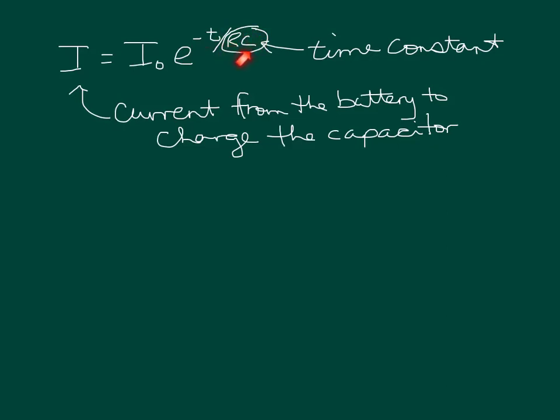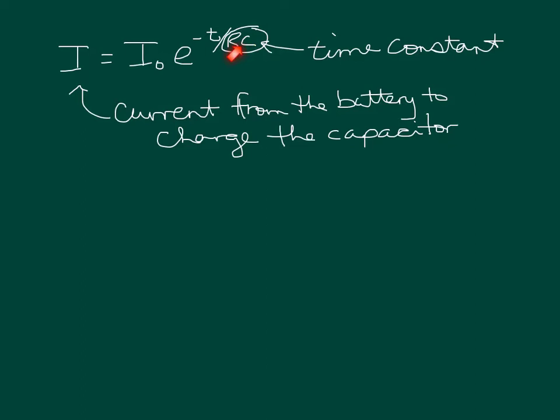And this is the time constant, which is really the product of the resistance times the capacitance. So when you multiply these two together, you actually get a time out of it. So RC is actually a time.